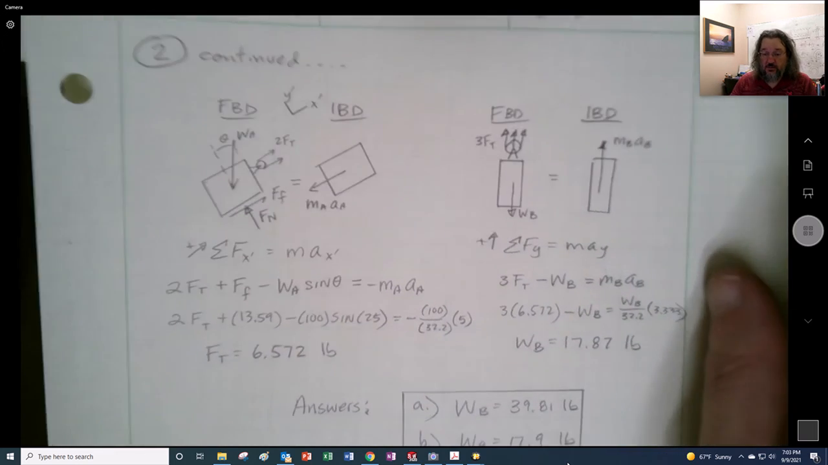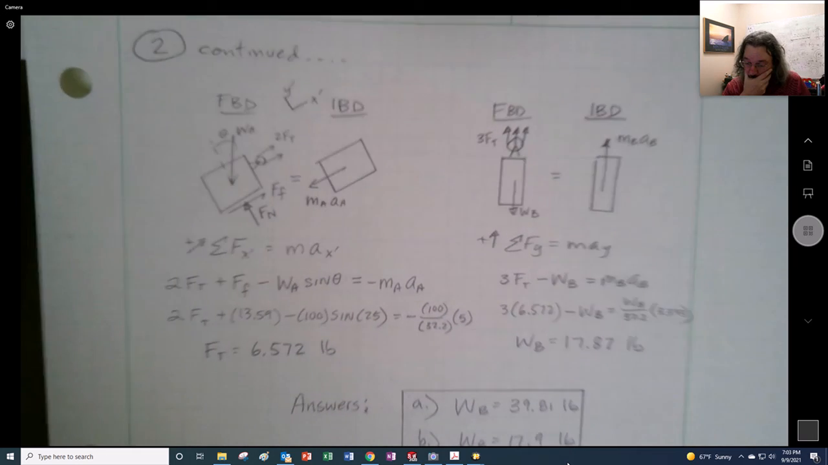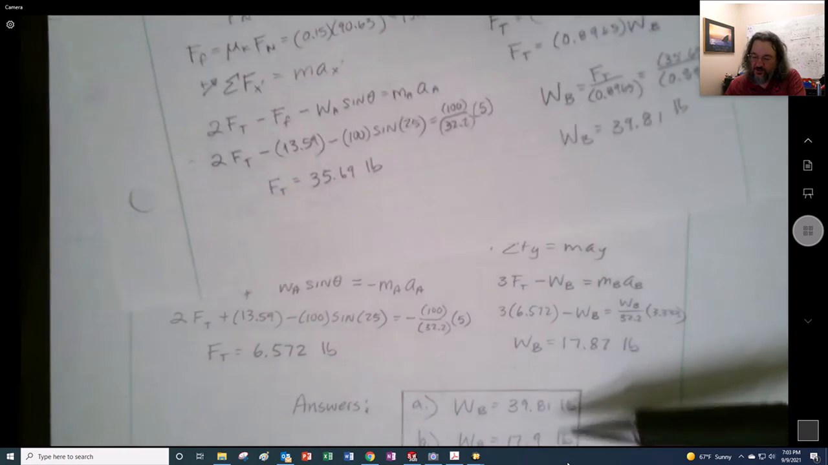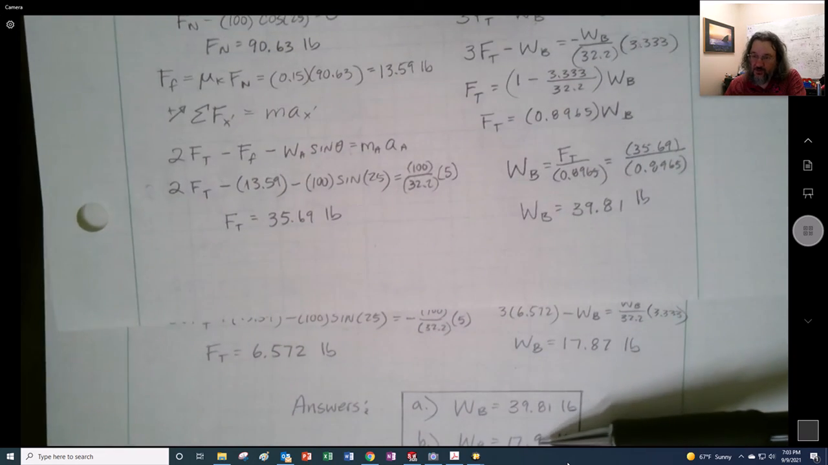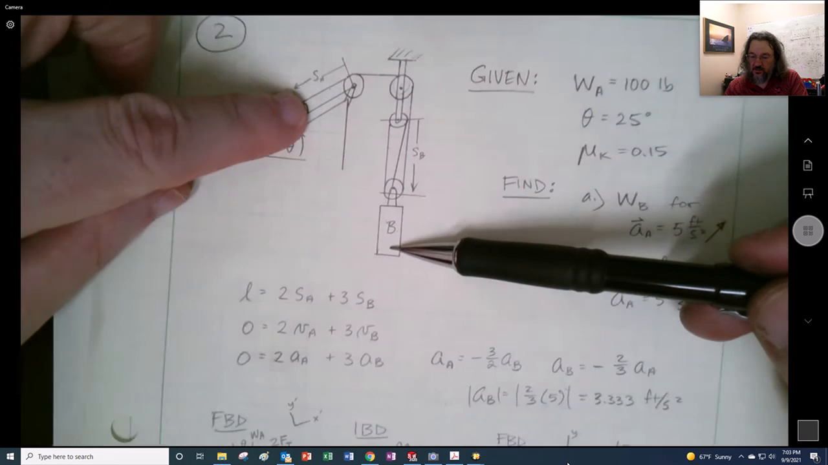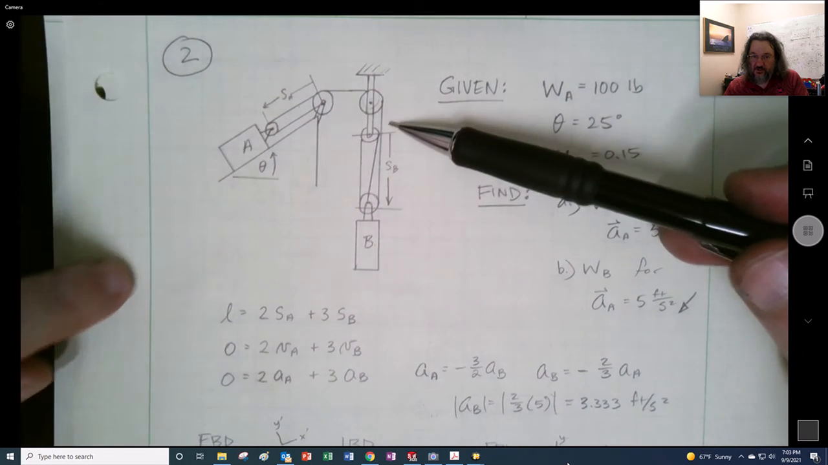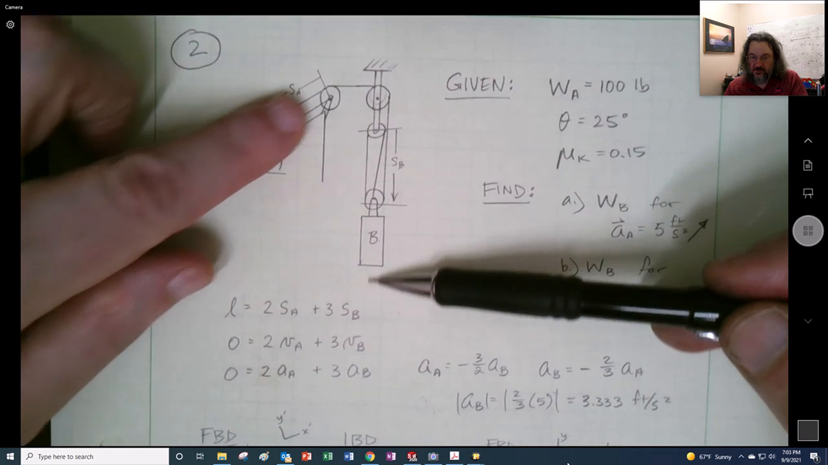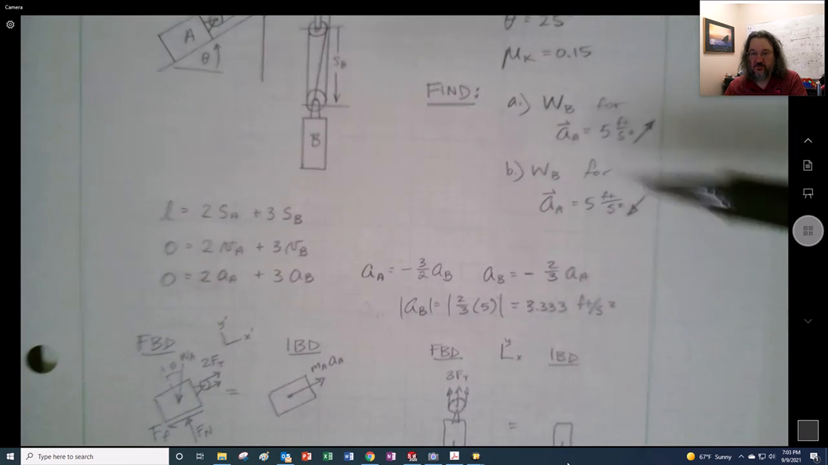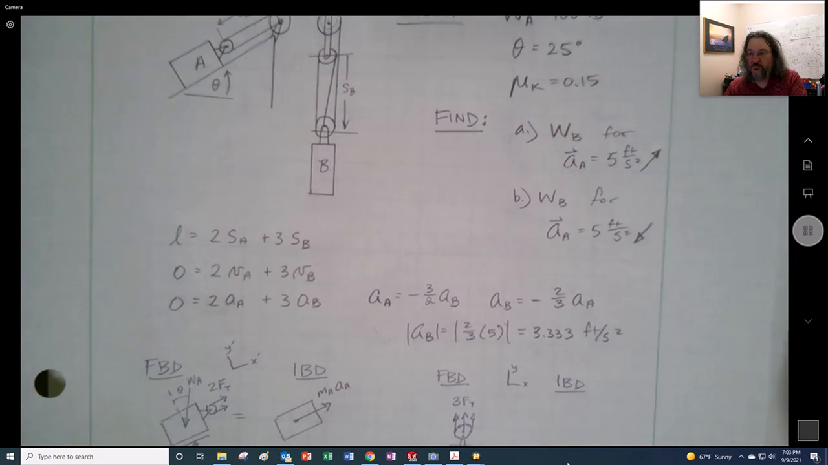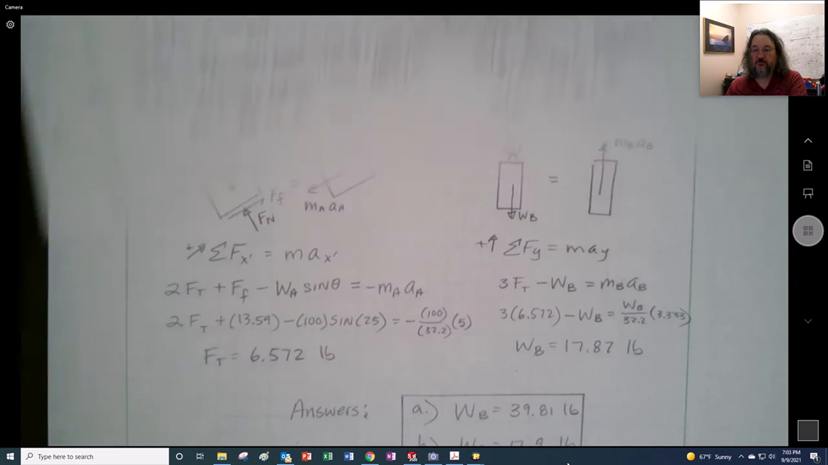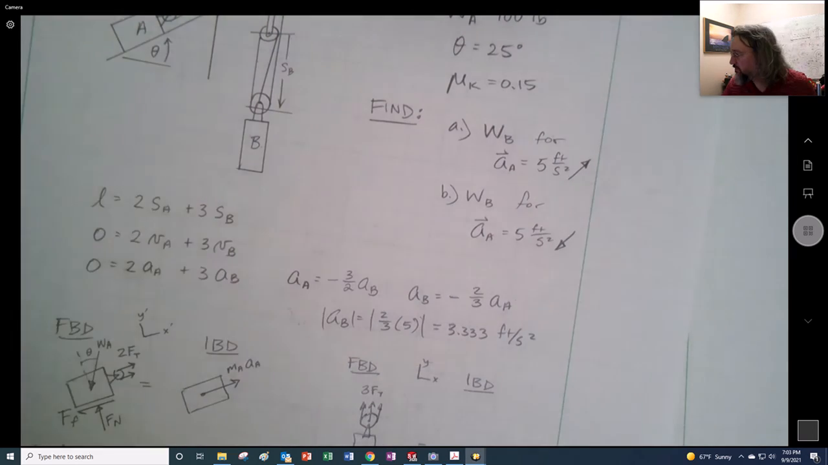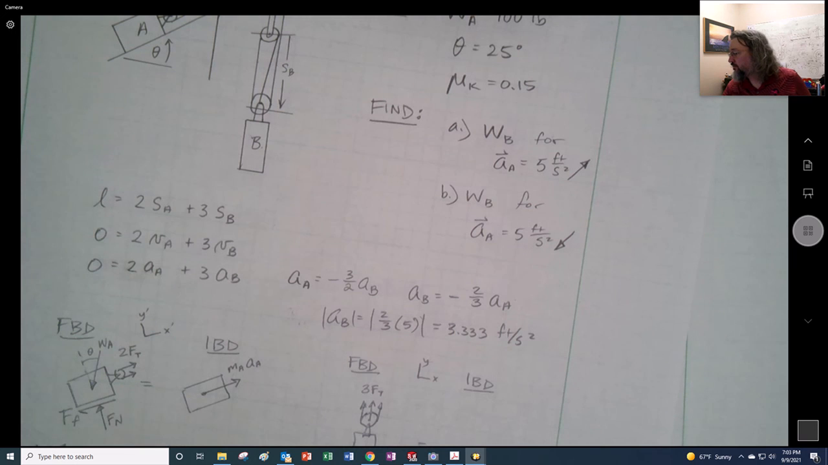Ta-da! Now let's reflect on this a little bit. There's not a big, long, huge range in between, right? So WB, when it's light, is going to be sufficient so that this is going to go down 5 feet per second squared. When it's heavy enough, it's going to go up 5 feet per second squared. It's interesting. Okay. Well, that's all for this homework problem.